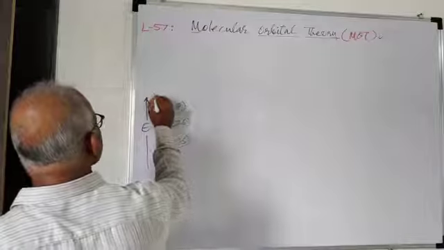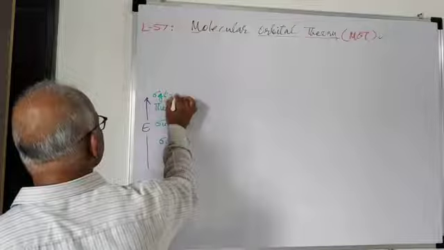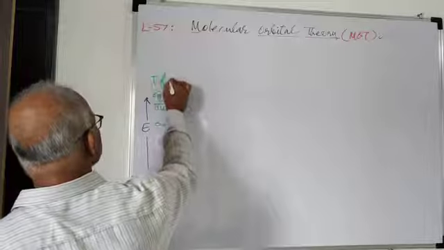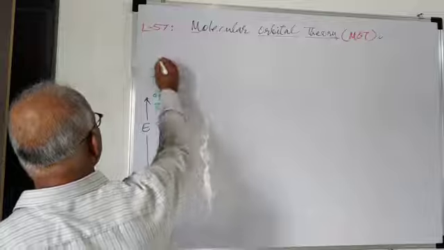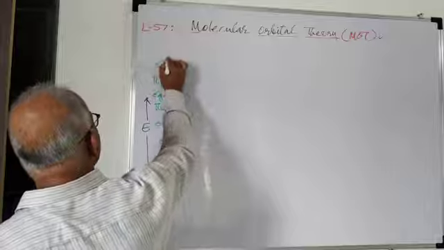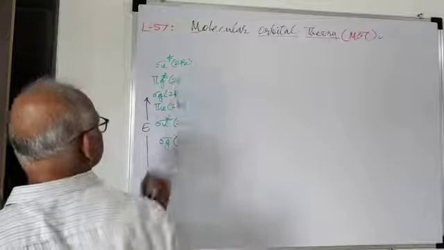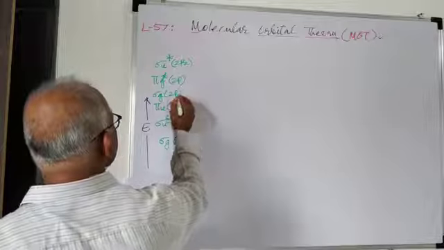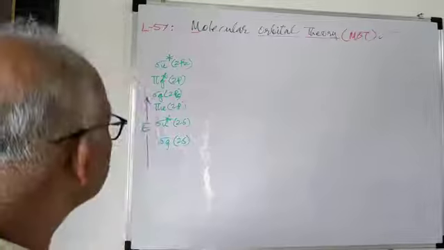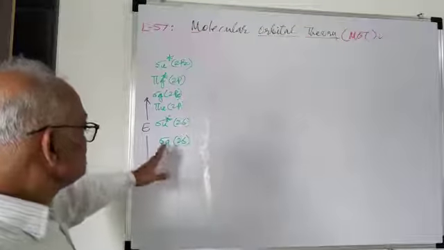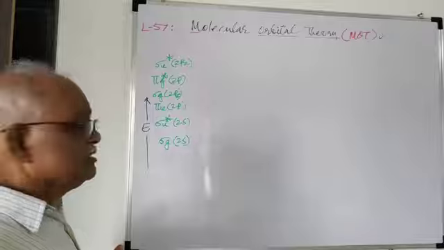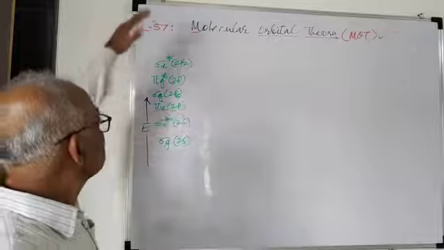Then we will have this sigma g 2p. Then we have pi g star 2p orbitals, and finally we will have this sigma u star 2pz. So this is the energy space you will find here. These energy levels of sigma are lower on the energy axis, and the energies of the remaining ones are higher.